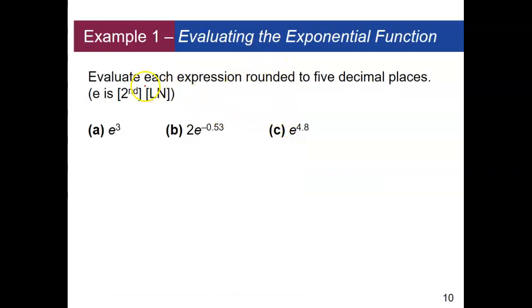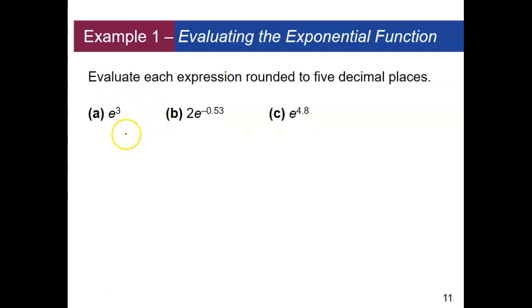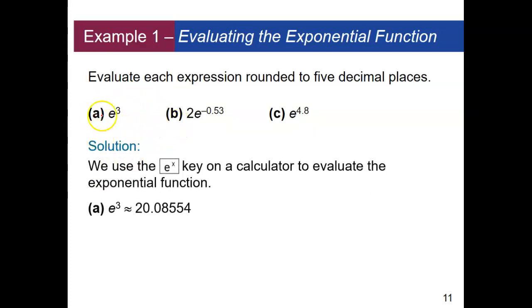Okay, as far as evaluating this, if you'll look on your calculator, you do have an e button that you're going to use, and you'll find that by doing second and the LN key. So the LN key is to the left of the number 4. And that's how you'll evaluate these. So on the first one, if we do e to the third, you should get this. So you can just check that and make sure.